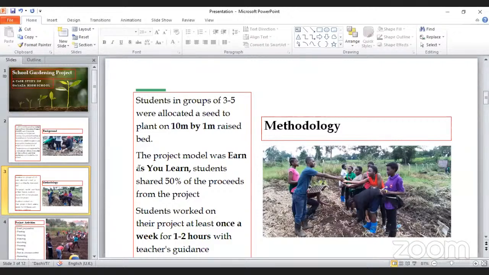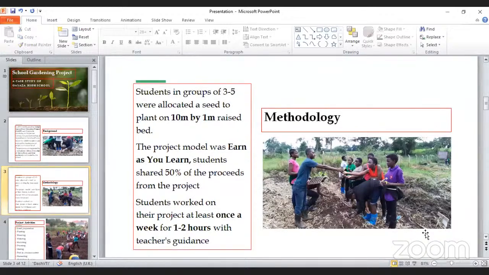But we just don't give it as cash. We first collect it in a pool, and then we see what can be done at the end of the project. So we take records and see how much has been earned as a project, and then we can decide on what to do at the end of the project. But it is important that students earn from what they do.